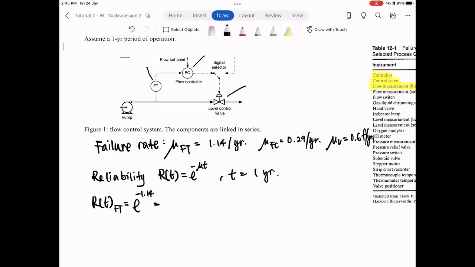Okay, I got it. 0.31. Thank you. 3198. Okay, same thing. Do it for the controller. E negative 0.29. And also the reliability for valves. E negative 0.6.